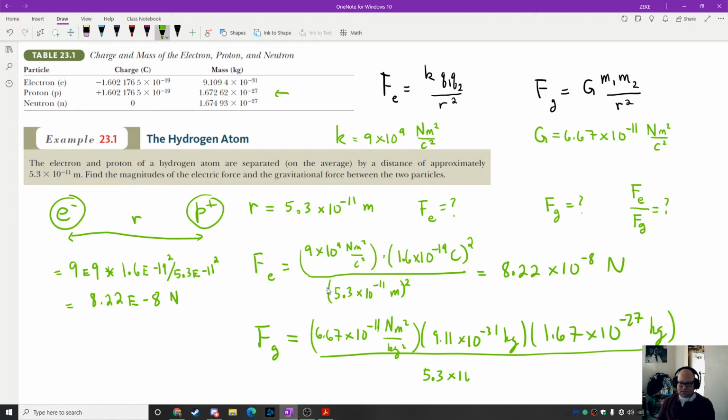This one will give you an answer of, I should have done a different color for that one. I could just make it a different color so it stands out a little bit more. I'll just make that black. The answer you'll get for this one is 3.6 times 10 to the negative 47. Is that the same thing as one? Let's see. Yeah. 3.6 times 10 to the negative 47.